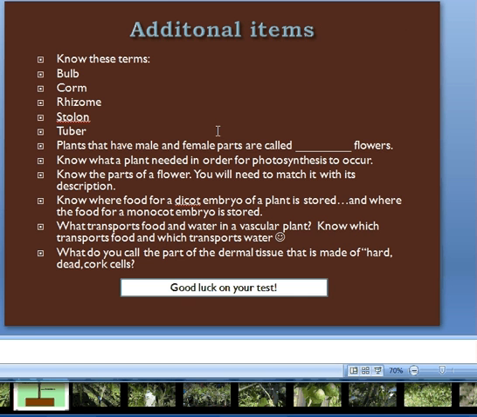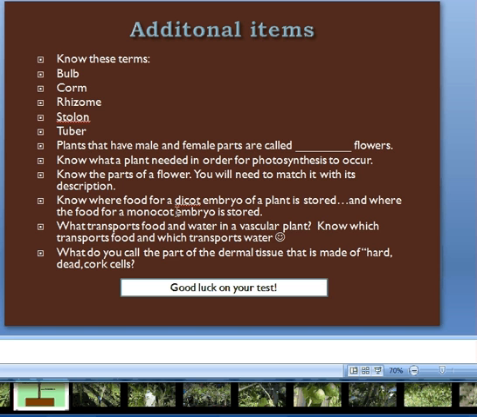And then there's a couple of additional things I want you to look up. Know what these terms mean. I think in one of our projects, when we were dissecting our flower, we had to tell whether it was a perfect or imperfect flower. So plants that have male and female parts are called what? Are they imperfect or perfect flowers? Know what a plant needs in order for photosynthesis to occur. Obviously, we need sunlight. We need carbon dioxide. See if there's anything else. Just know what a plant needs to photosynthesize. Know the parts of a flower. They're actually going to have the parts of a flower, and you'll need to match it with its description.